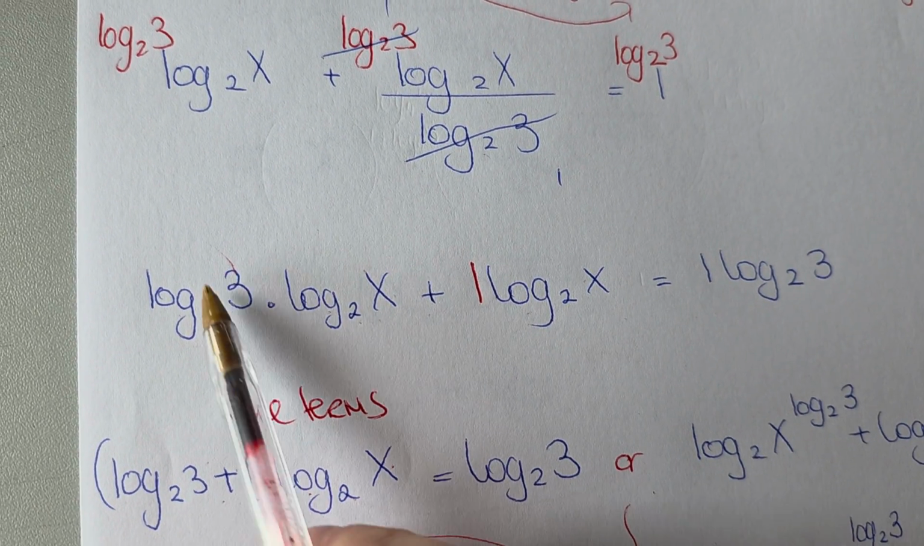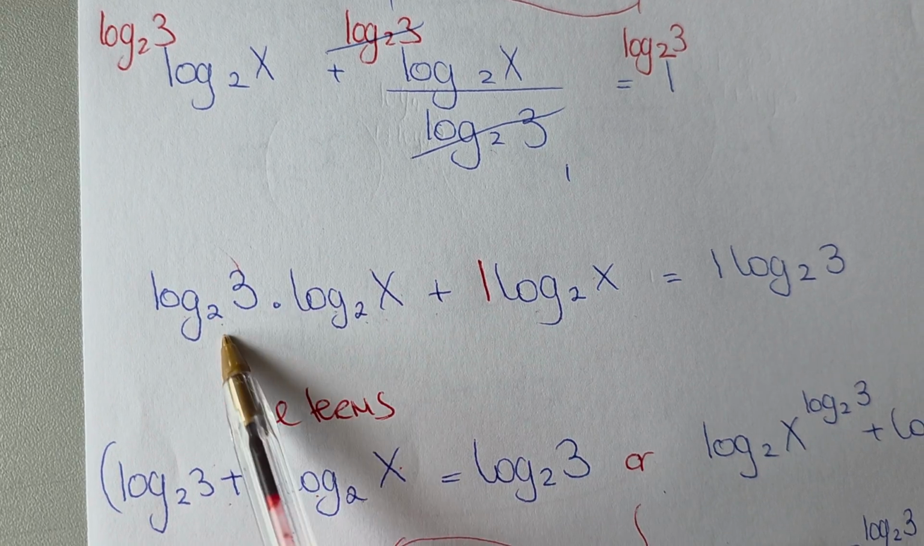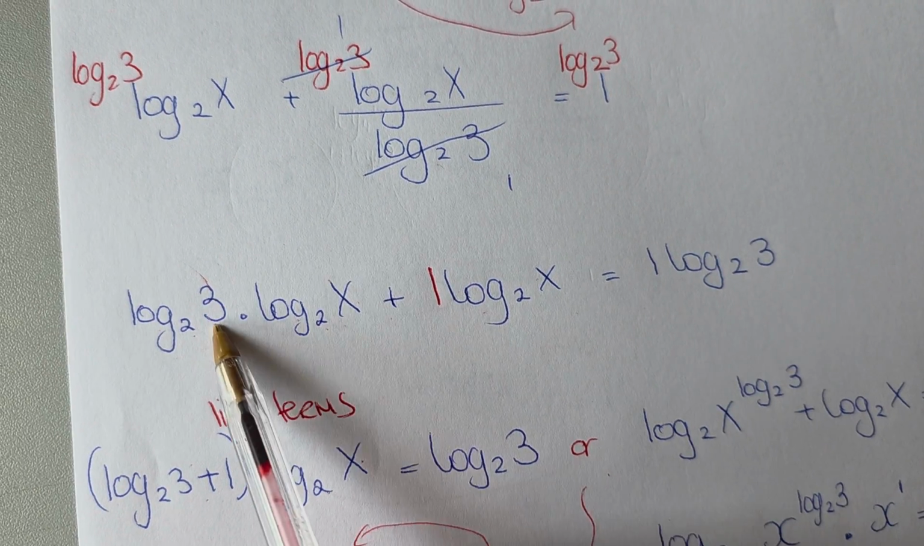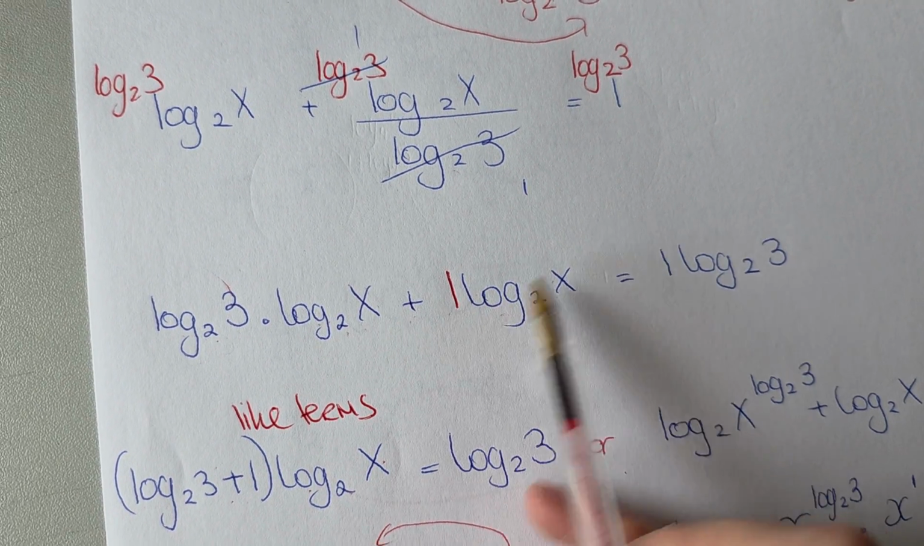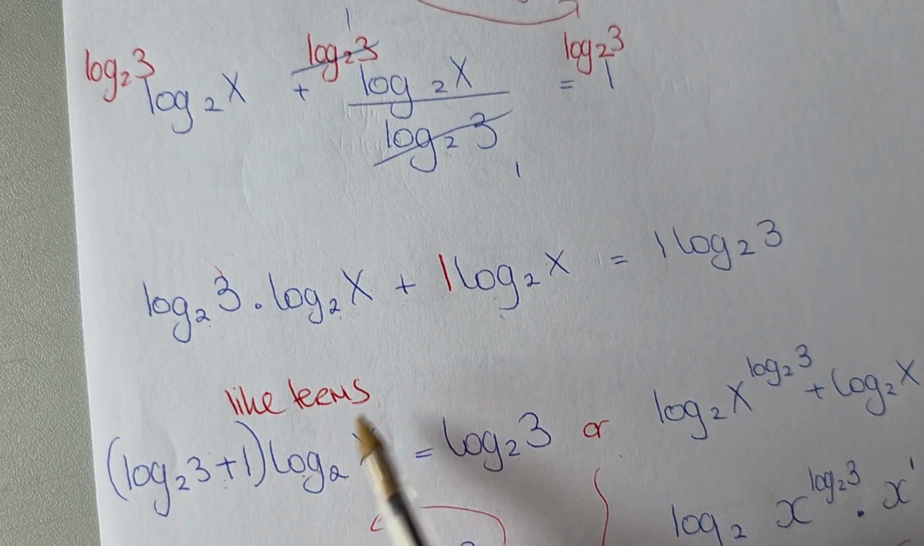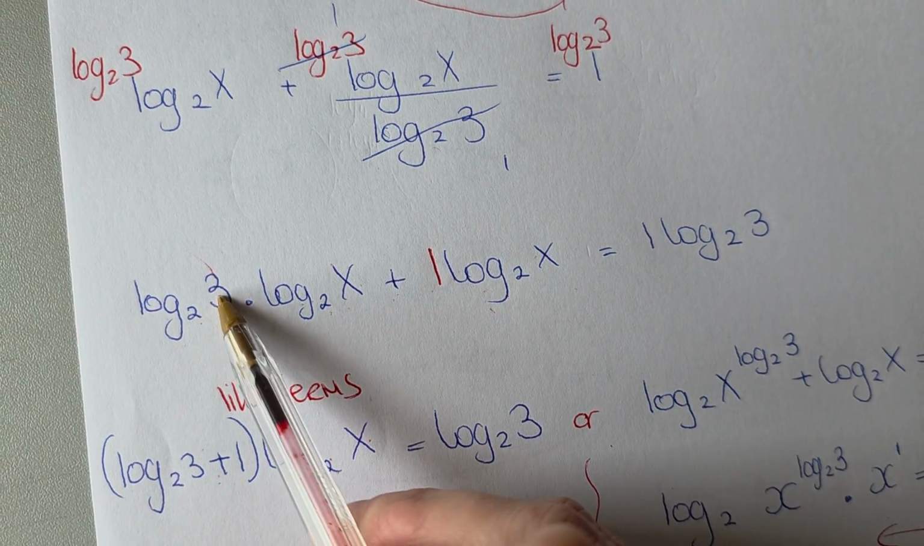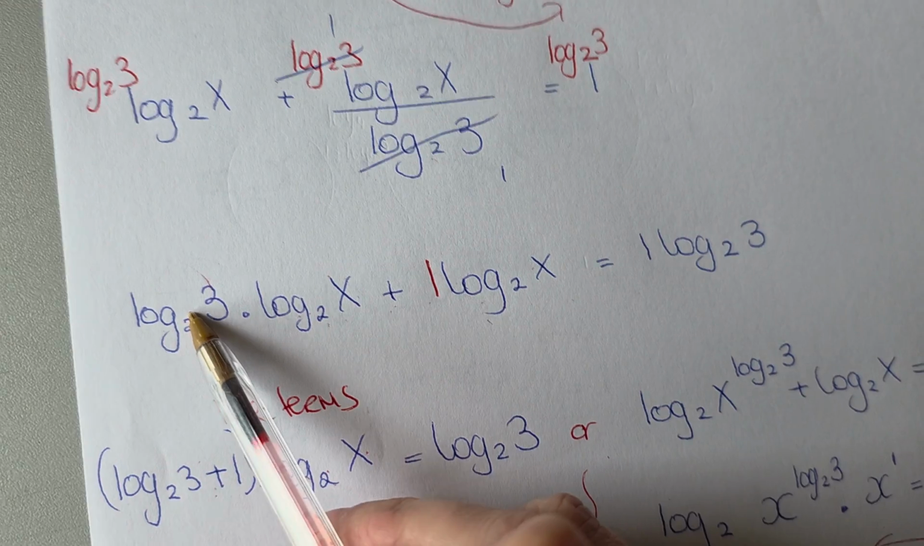So again, if that was a nice whole number, like a 5, then you'd say, right, well, they're like terms. So it'd be 5 log x base 2 plus 1 log x base 2 would give you 6 log x base 2 if that was the case. So just because it looks like an ugly looking constant, it's still treated the same.